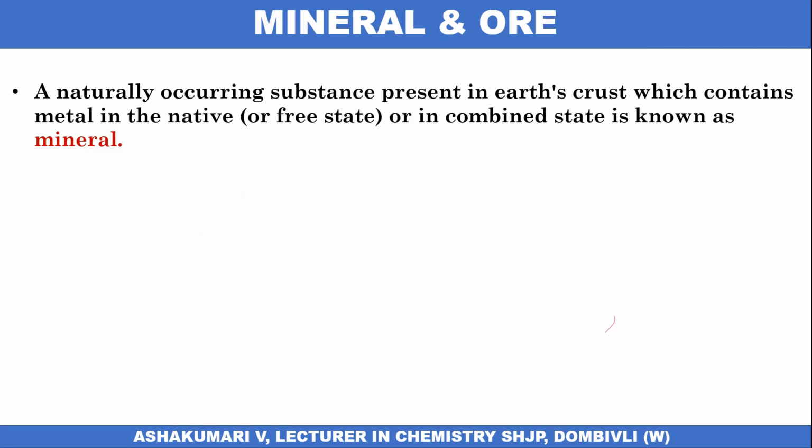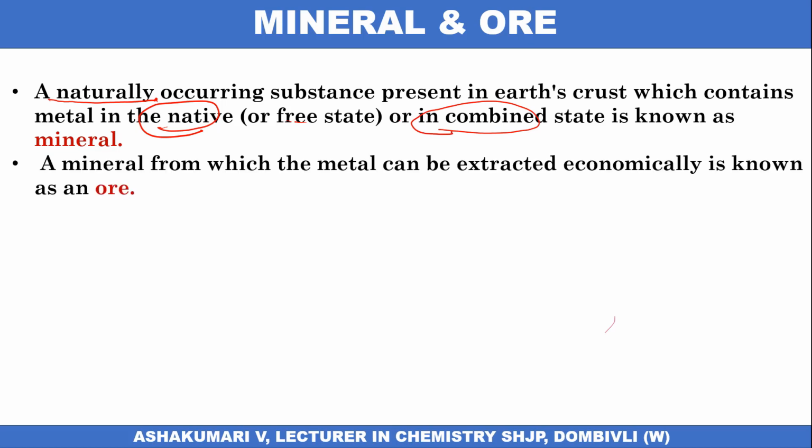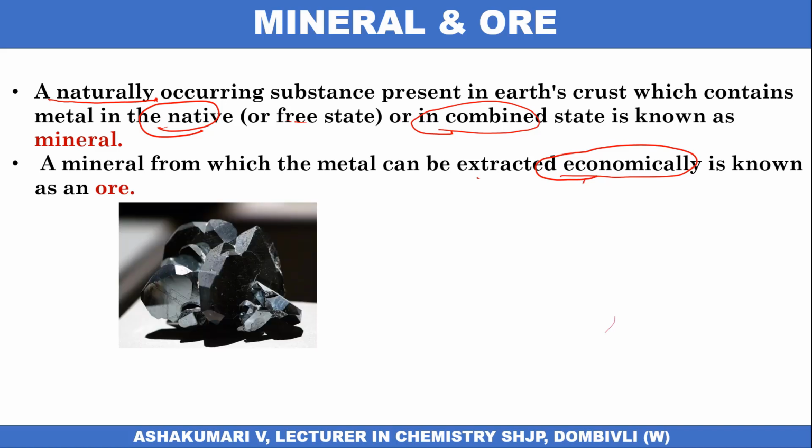Now let us define mineral and ore. A naturally occurring substance present in earth crust which contains metal in the native or in combined state is known as a mineral. A mineral from which the metal can be extracted economically is known as ore. Observe the first figure. It represents ore of iron. Okay, it is hematite ore. Now from this ore, that is from hematite ore, we can extract iron.